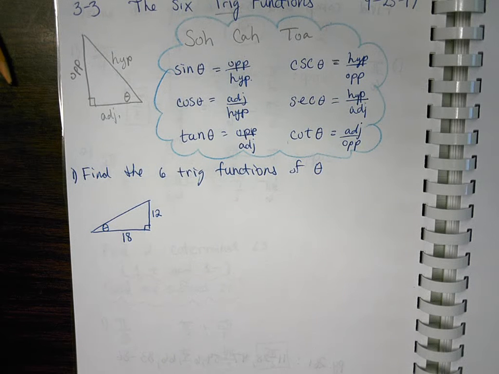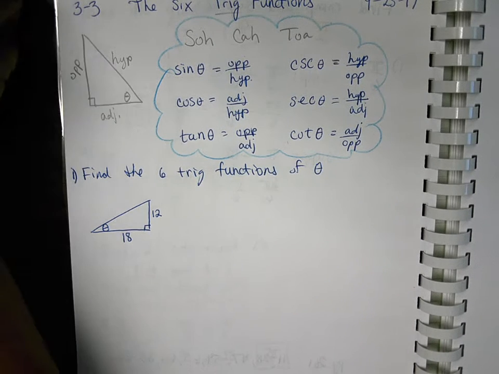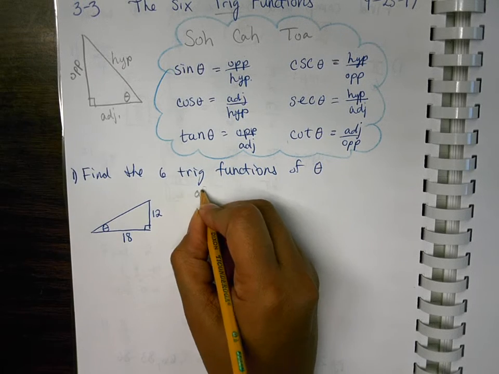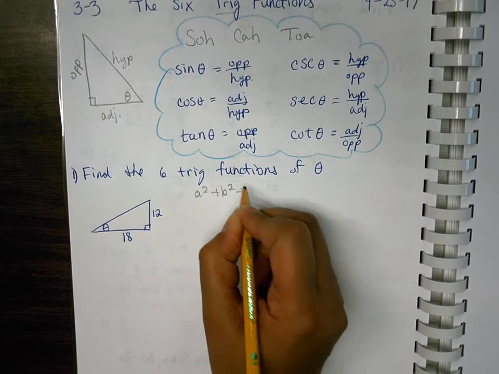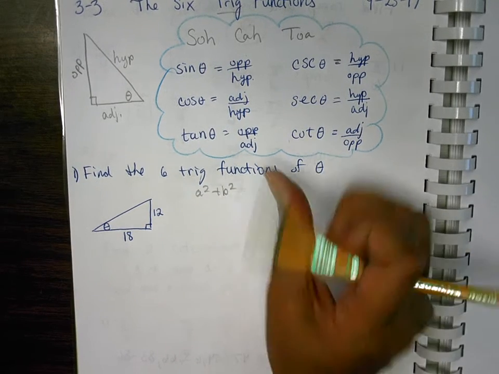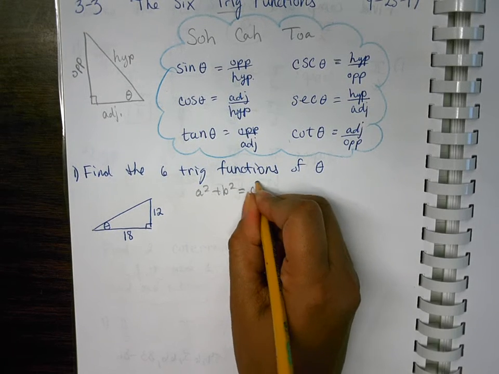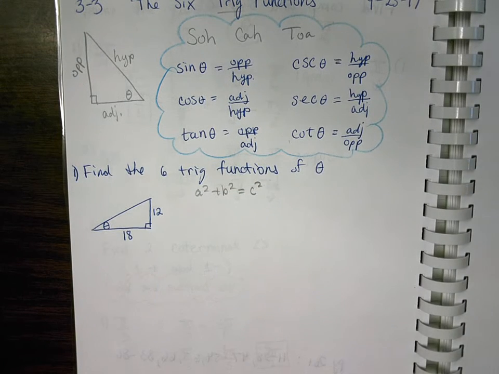And am I missing a side? What side did I not give you? The hypotenuse. Do you have enough information to find the hypotenuse? Yes. Can you tell me the formula? A squared plus B squared equals C squared. Perfect. A squared plus B squared equals C squared, where C is always the hypotenuse. Good job.